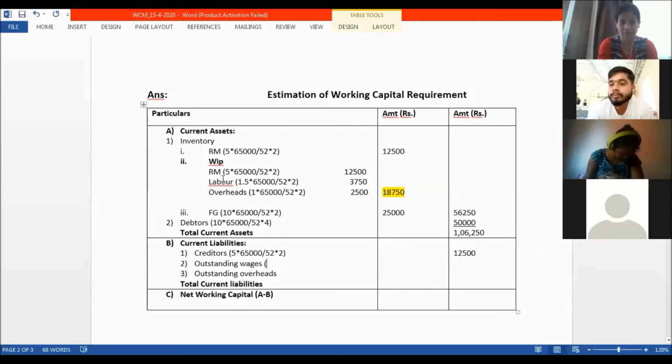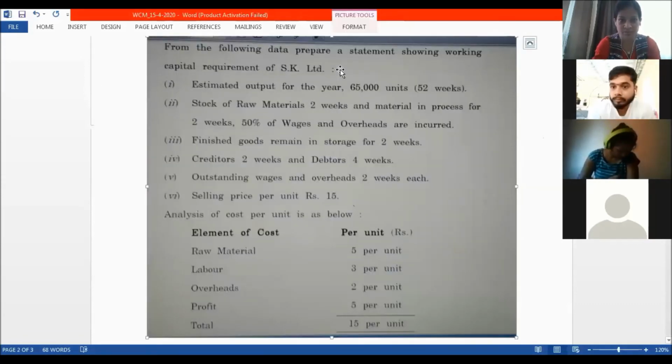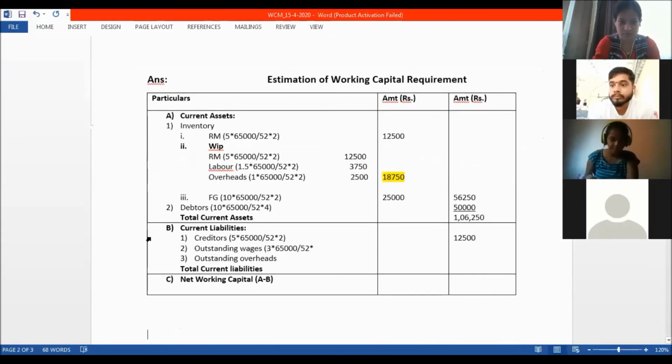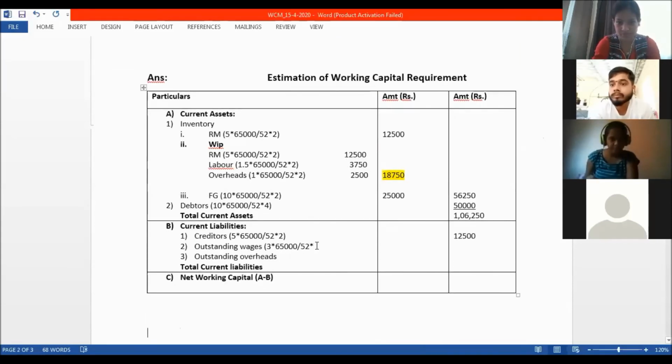Check out the sum. Wages we give to labor. Labor cost, check out how much it is. 3 per unit. For 1 unit, if it is 3, then for 65,000, find it out. This is for a year. We'll find out for 1 week by dividing it by 52 weeks, and then multiply by holding time. How much is the holding time? How much payment is left? Outstanding wages and overheads, 2 weeks each. Yes, 2 weeks payment is left. So how much payment is left? You can find it out. So it comes to 7,500.